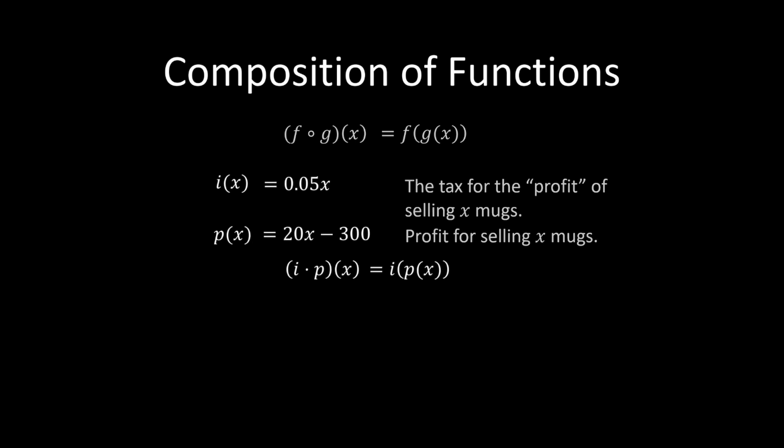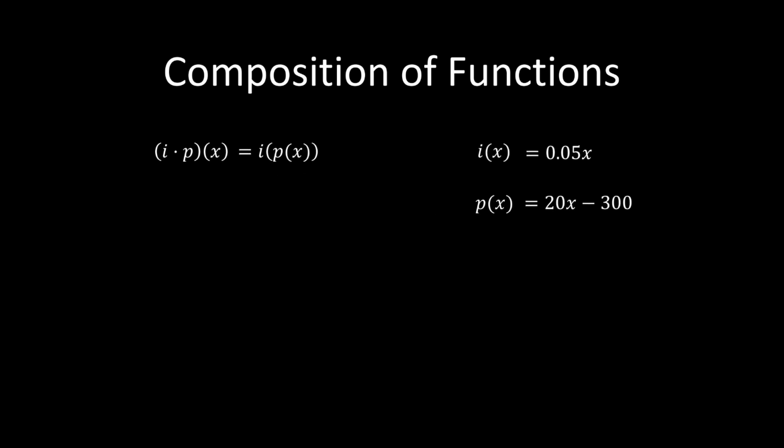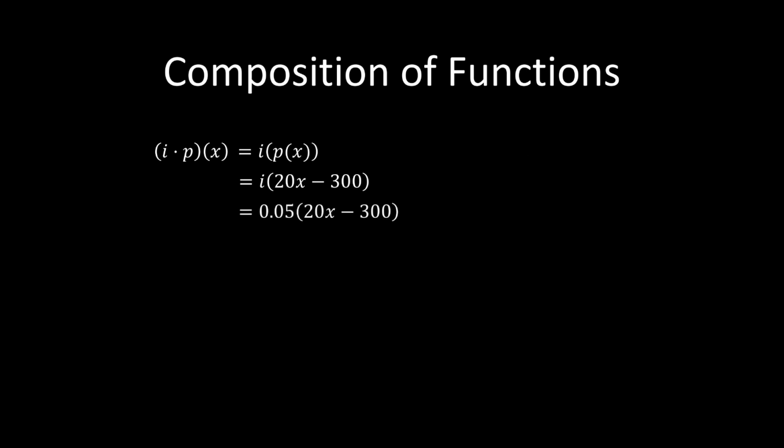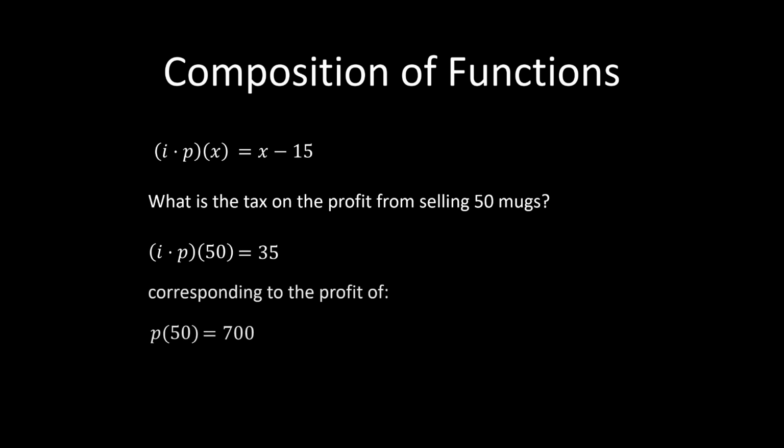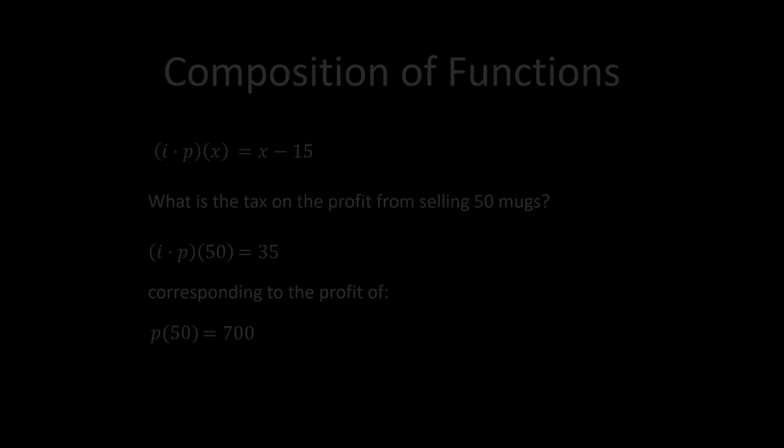To compute this expression, we substitute the expression of p of x to every occurrence of x in I of x, and then we simplify. A natural question to ask is, what is the tax on the profit for selling 50 mugs? A simple substitution gives 35, and this corresponds to the profit of 700.